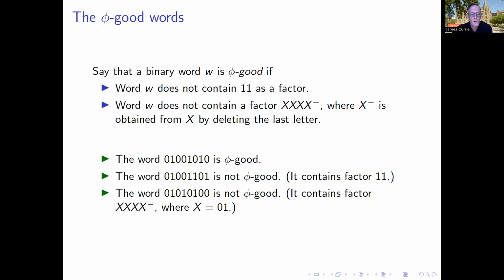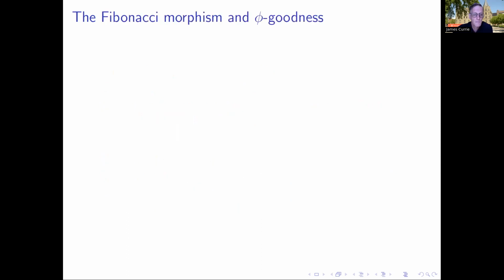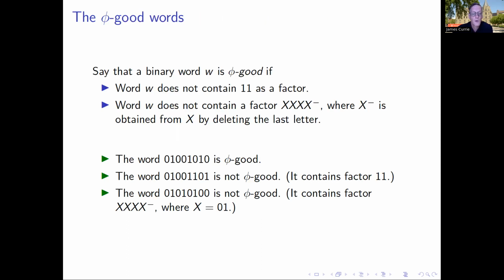And this word, 01001010, that's not phi good, because if you take off the last letter, we've got x cubed, or x to the 4th rather. We've got 010101, and then we have 01 missing the last letter. So that contains x, x, x, x minus. So this notion looks a bit like being overlap-free.